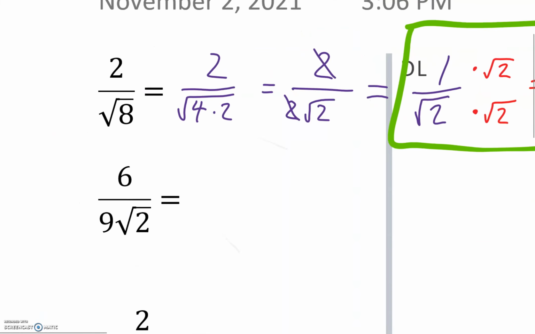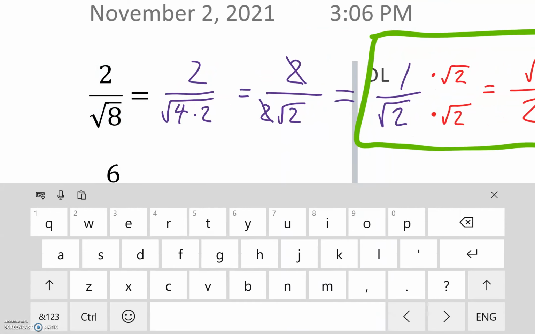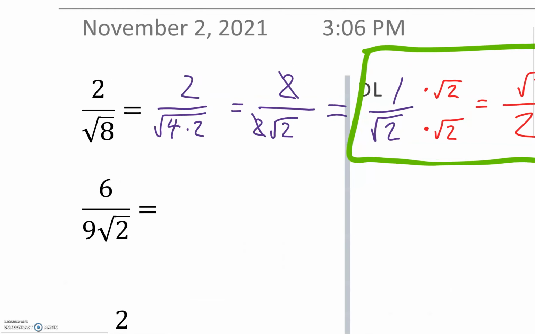All right, so you've seen that before. Let's take a look at this one, which will show up slightly differently. But first of all, we can simplify here as well. So we have 6 and 9, so we can divide by 3 on top and bottom. So it leaves us with 2 and 3.